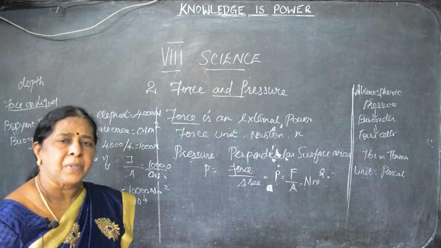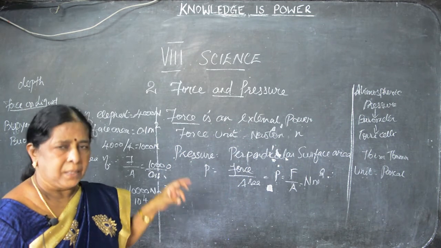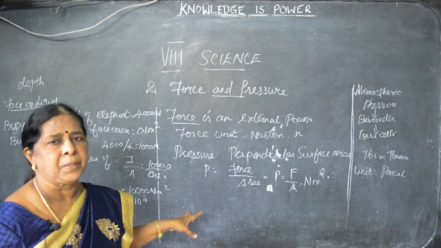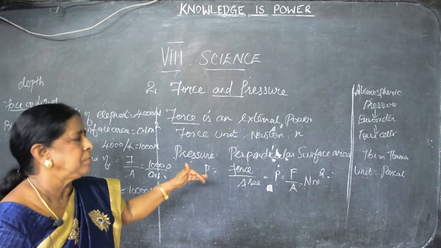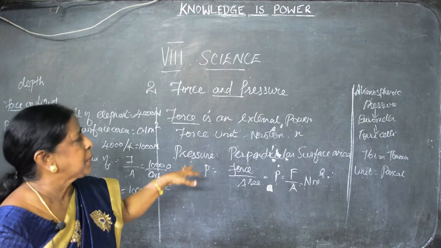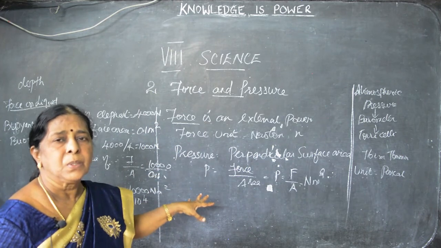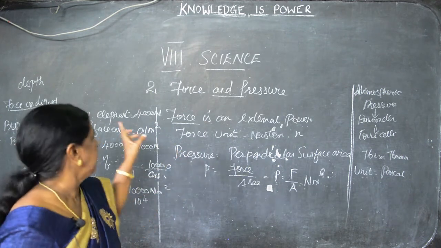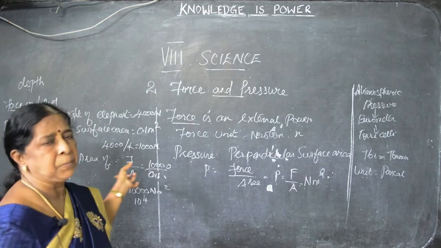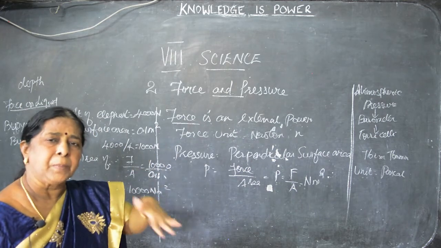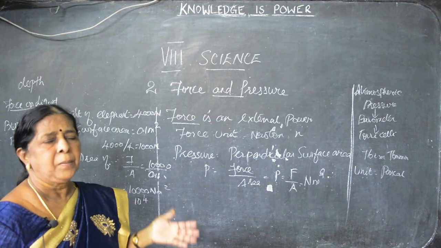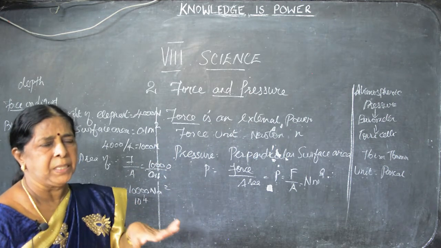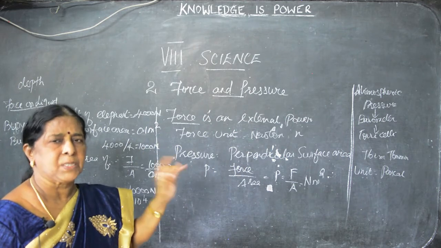So which one will come more powerfully? The hole at the bottom. You can see more pressure at the bottom, then in the middle, then at the top. From this experiment we came to know that pressure depends on the depth. The bottom is very deep, so more water flows. The middle one is medium. The top one has very little flow of water.